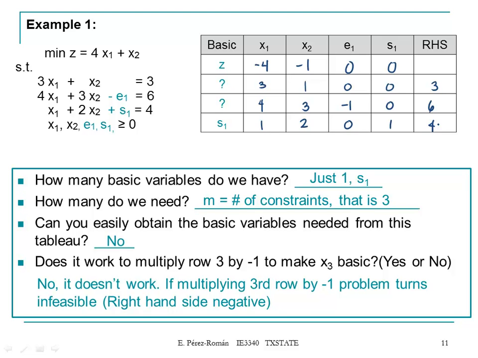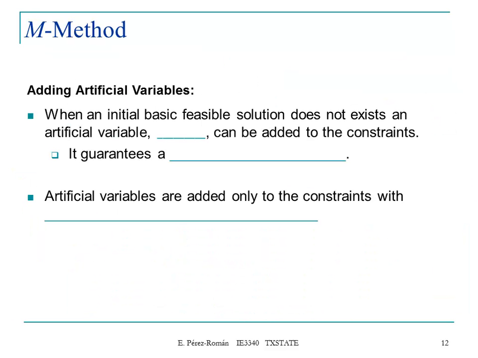Okay, so what we're going to do now is find an initial solution by using artificial variables. So adding artificial variables: when an initial basic feasible solution does not exist, an artificial variable Ri greater or equal to 0 can be added to the constraint, and it will guarantee a starting basic solution. So artificial variables are added only to the constraints with equalities or greater or equal constraints.